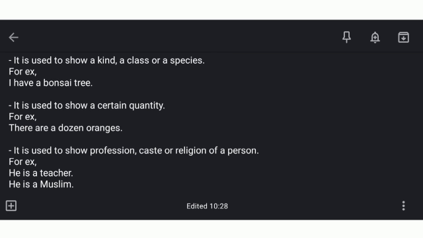Next use: it is used to show a certain quantity. When we are talking about a quantity, we write a before it. For example, there are a dozen oranges. Dozen means 12.